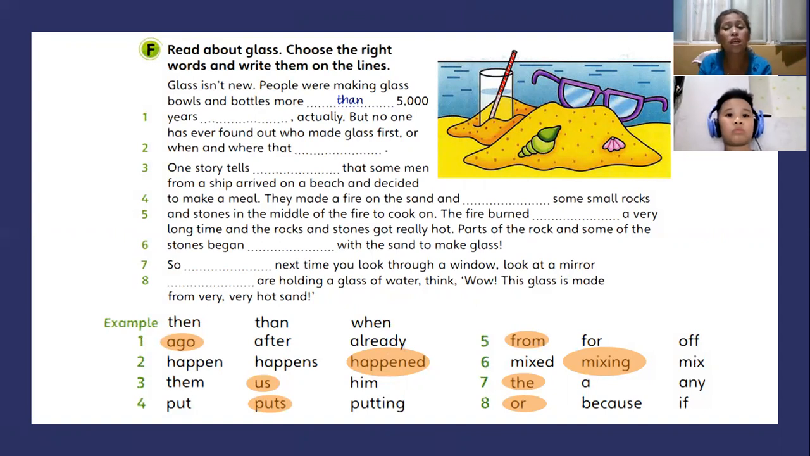And what happened? He put some small rocks and stones in the middle of the fire to cook like this. And then after that, the fire burned for a very long time, and the rocks and the stones got really hot. So therefore, that's the reason why it melted and became glass. Parts of the rock and some of the stones began mixing with the sand to make the glass. So it's the stone and the sand that mix together and become glass. Okay, so actually, that's the story about where the glass came from. Okay, Nguyen? Okay, very good.